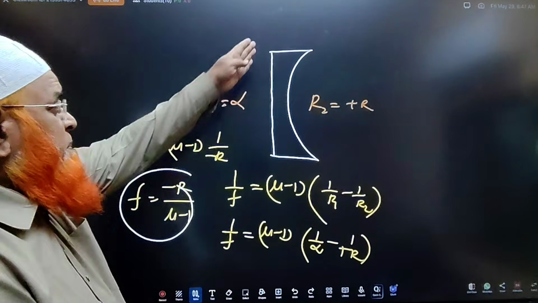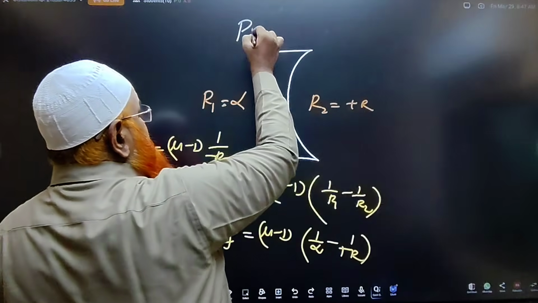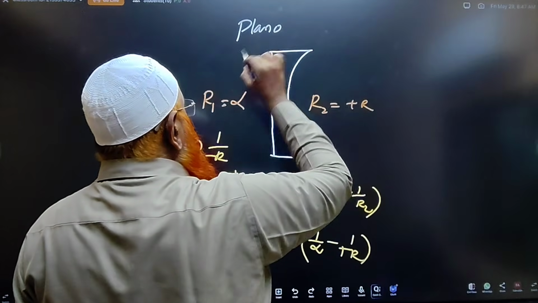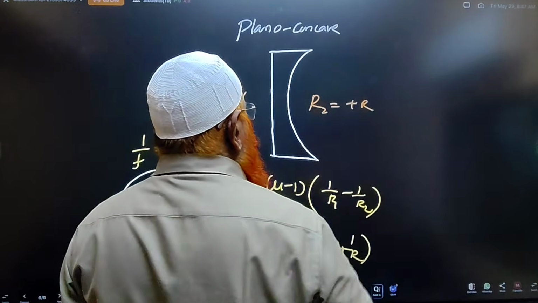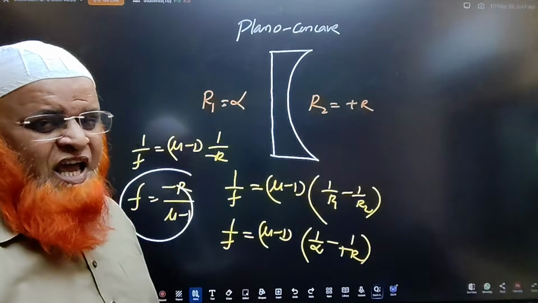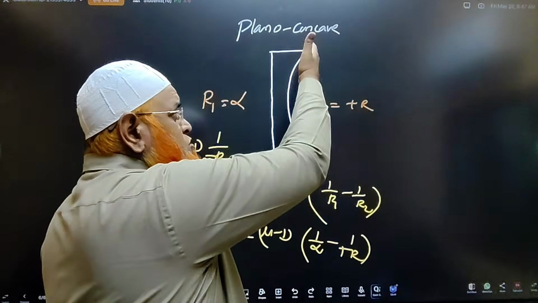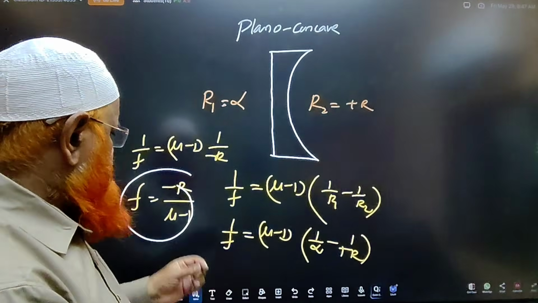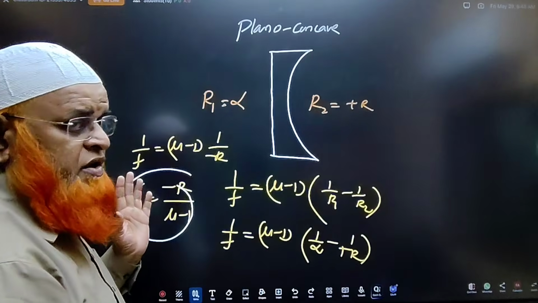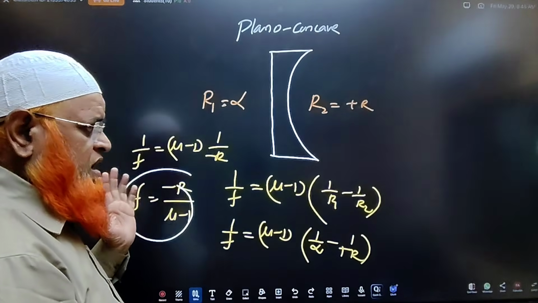So this is a plano, first the plane surface will come, so this will be plano, and this is called concave. It's a plano convex, plano concave. Understood? So this is a plano convex, plano concave lens, whose focal length is this one.